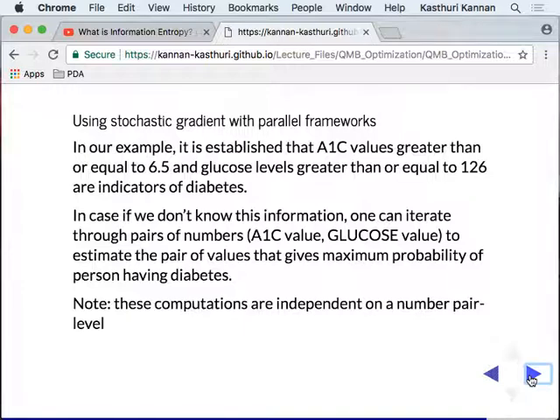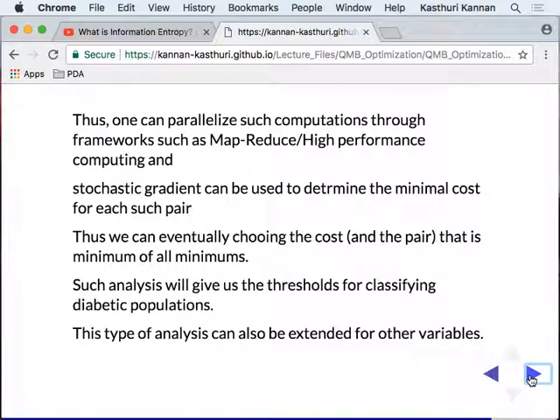What will you do if you don't know this? If you don't know these values, one of the ideas is we can take these pairs of values and compute on several nodes. So instead of doing everything on one machine, we can parallelize, and we can use a map reduce framework or high performance computing, and the stochastic gradient descent can be used in every node. We can randomly take some pairs and distribute them across, and we can choose the minimum of the minimums, and that will help us to decide the numbers that are good. So it can also work backwards.